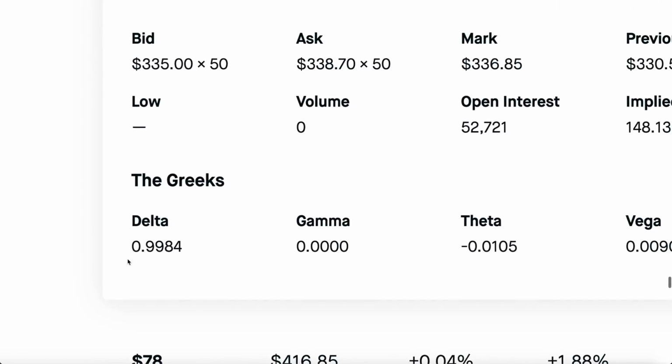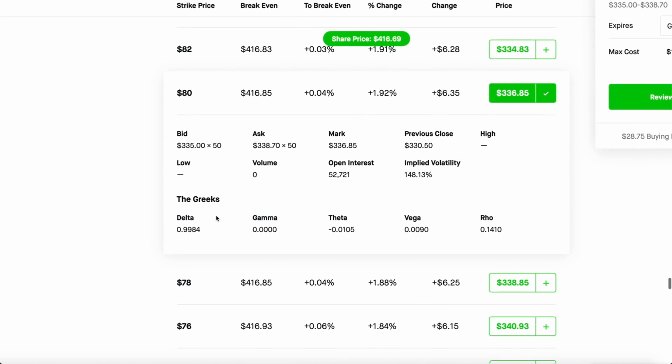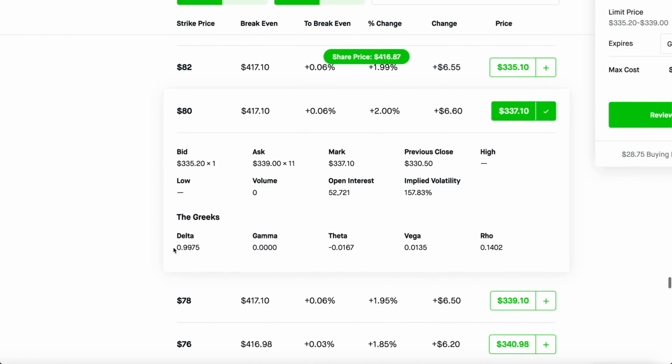And the reason why is the delta. So if you guys don't know what the Greeks are, here's a quick little recap. Delta is pretty much a number where if Tesla goes up a single dollar, this is the amount that the contract will go up. So the contract right now is worth roughly $33,000. If Tesla stock goes up a single dollar, this contract will roughly gain about $99.79. If you buy 100 shares of Tesla, which is a lot more expensive, your delta is going to be around one.